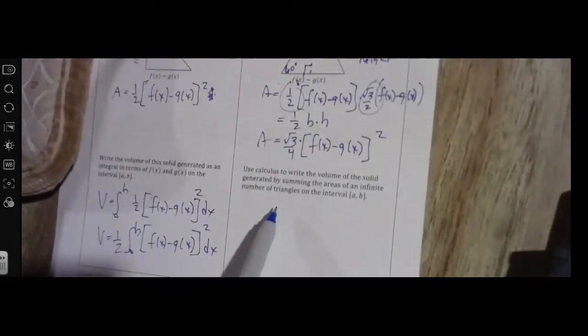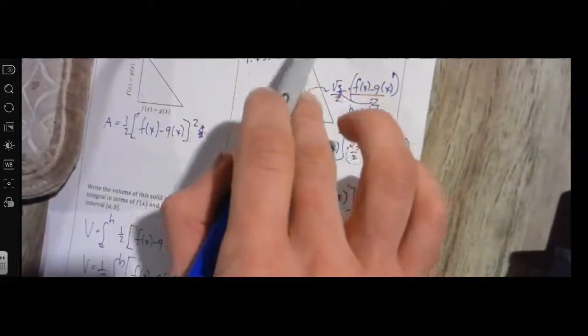And so we're going to use calculus to write the volume of the solid generated. So if I have many of these equilateral triangles added together to make the volume, we would have the following. So that our volume is going to equal the integral from a to b of radical 3 over 4 times f of x minus g of x quantity squared dx. And so that's what we'll have right there.